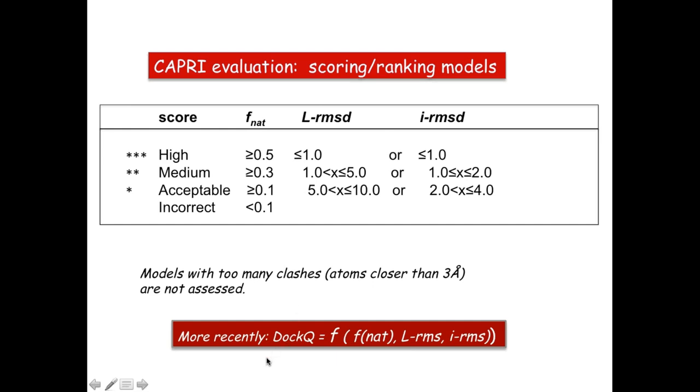But more recently, we have been looking into a more continuous score, which is a function of these different quantities, because these different quantities have been very useful. But if you use thresholds like that, you are not always being very fair to people. So this is something we have been looking at recently, and this is published. I forgot to put in the reference.